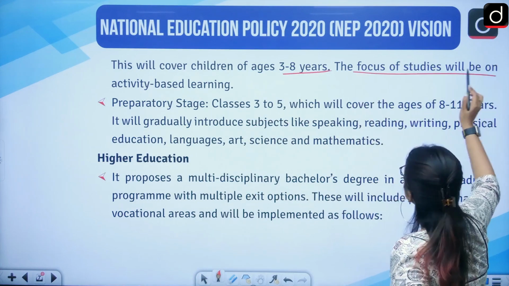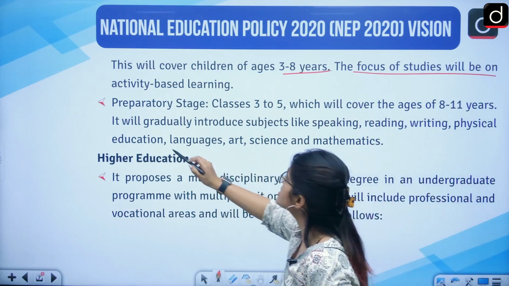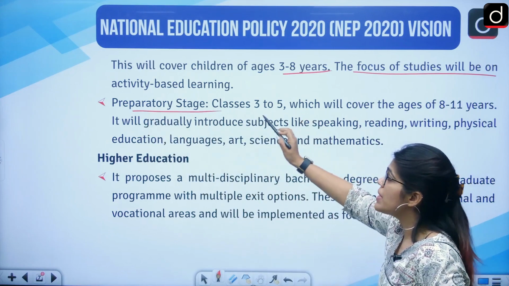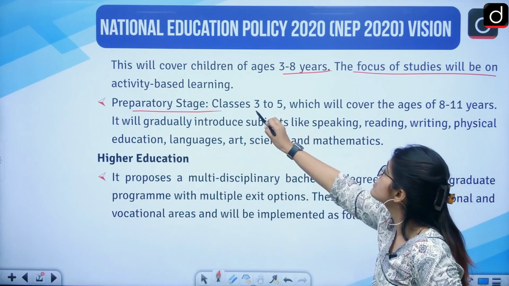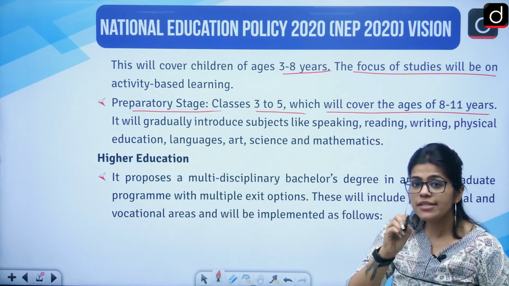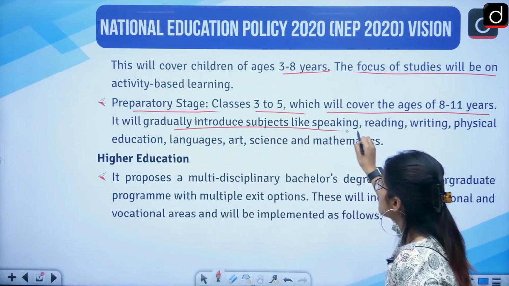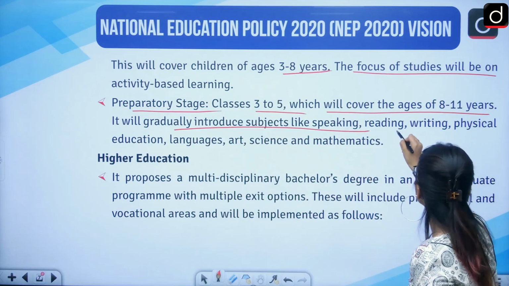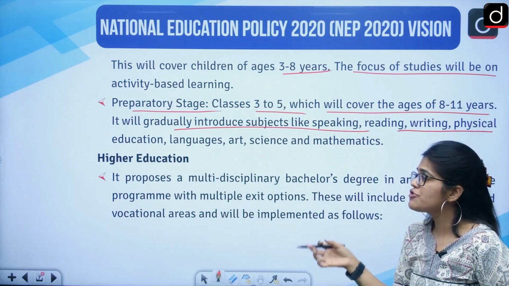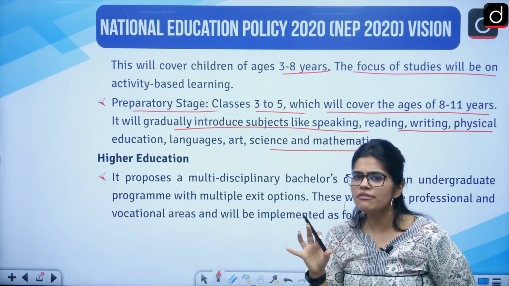The focus of the studies will be on the activity-based learning. Then there is the pre-primary stage. The pre-primary stage includes the classes 3 to 5, which will cover the ages of 8 to 11 years of a child. It will gradually introduce the subjects like speaking, reading, writing, physical education, languages, art, science, and mathematics. These were the few changes.